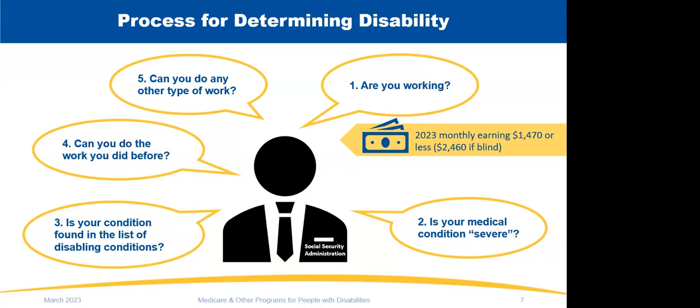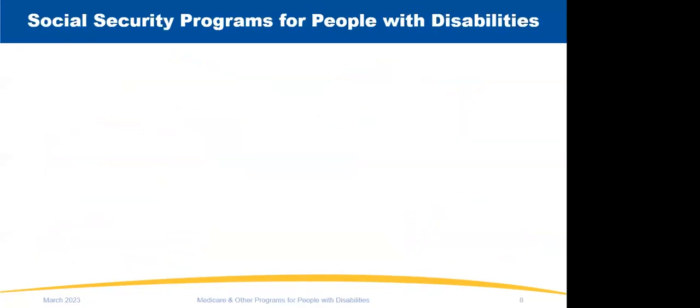But if the individual is not working, and we gather all the information and send it to DDS, they're going to look at, again, the work. They're going to look at the severity of the condition. They're going to look to see if those alleged disabling conditions fall under our list of disabling conditions. They're going to look to see if, based on those conditions, the individual can go back to doing the work they were previously doing. If not, are there other types of jobs that this individual could possibly do with the disabling conditions?